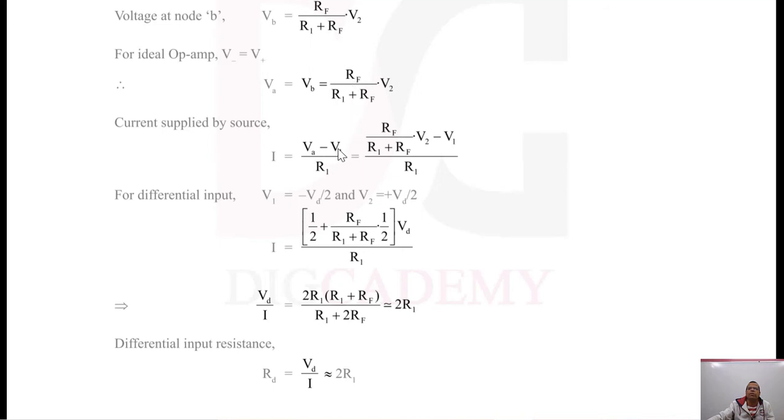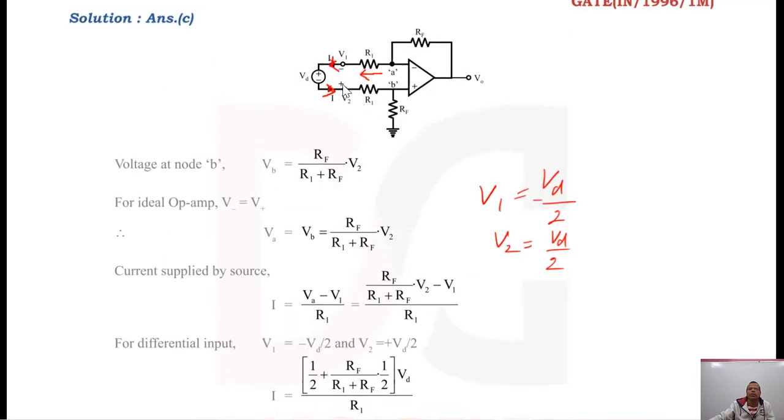So VA minus V1 upon R1 will be this expression. For differential input, remember one thing. For differential input, what we assume is V1 is equal to minus VD by 2, and V2 is equal to VD by 2. Fine. So that is what we assume. For differential input, this is taken to be positive, this is taken to be negative. You can take it like that.